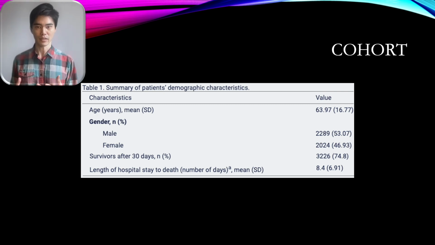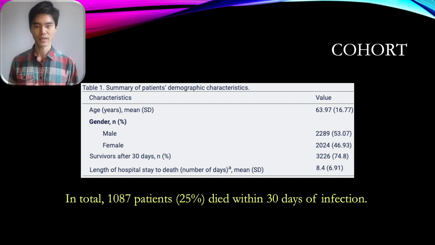This is a summary of our cohort. The age was approximately 64 years old. The gender distribution: male was about 53%, female about 46%, 47%. Survivors after 30 days was about 74%, 75%. And length of the hospital stay to death was about 8.4 days. So in total, 1,087 patients, about 25%, died within 30 days of infection.